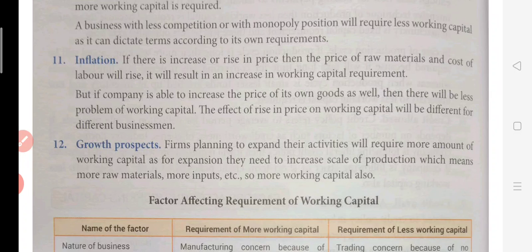तो महंगाई की situation भी हम आराम से, अगर प्राइस बढ़ा सकते हैं, तो उसको हम मैनेज कर सकते हैं, इन्फ्लेशन को, महंगाई को. It will not be a problem, even in less working capital we can manage.